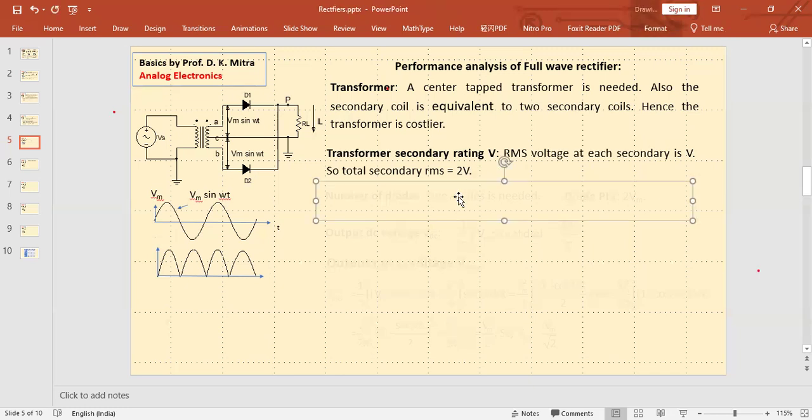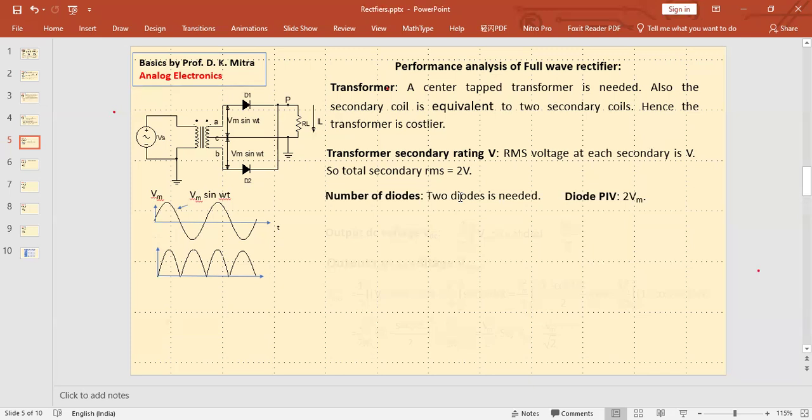Next is the number of diodes. You need two diodes, so the cost of the diodes is more. And diode PIV: diode PIV in a half-wave rectifier was Vm. Now here it is 2Vm.